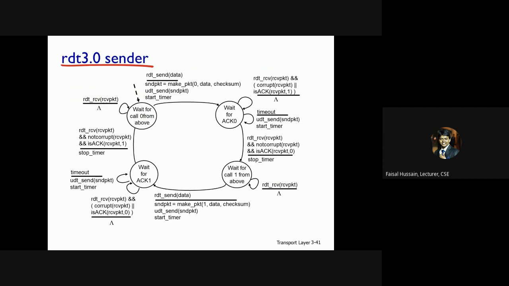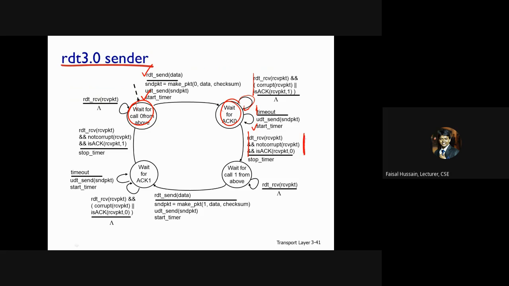The finite state machine of the RDT sender for version 3 includes the timer portion. Whenever you send the data, you also start the timer, and move to the state waiting for acknowledgement from waiting for call from above. If the packet is corrupted or something happens, you just wait for the ACK again. But in case of a timer, you resend the packet and start the timer. And whenever you receive correctly, that is the condition or event presented here.